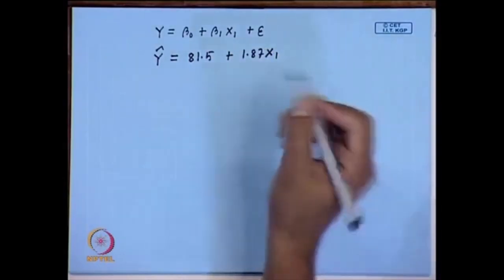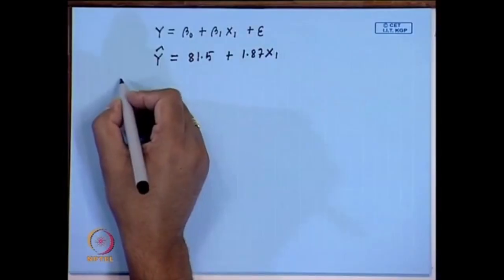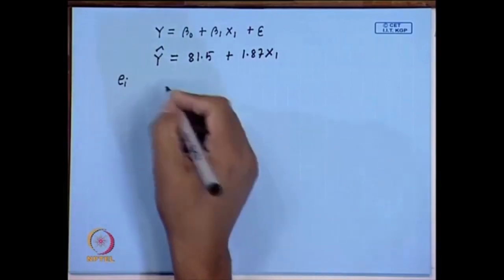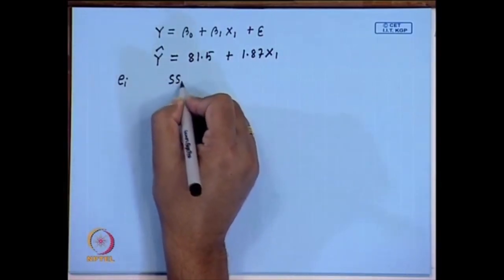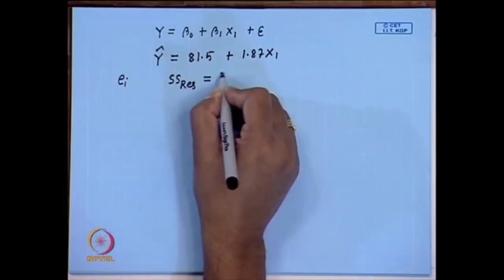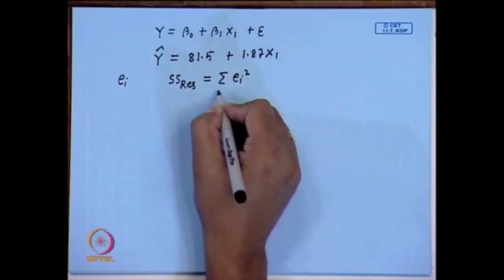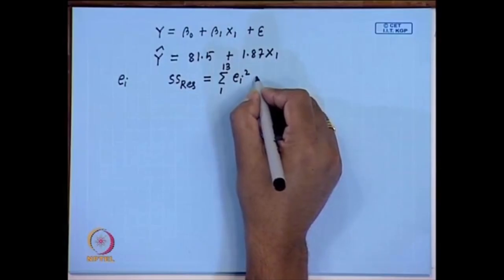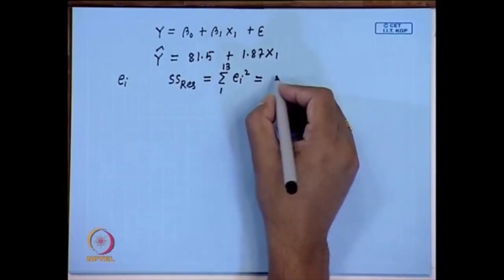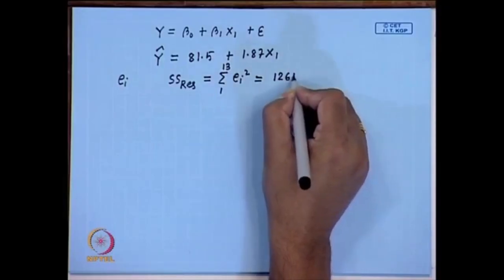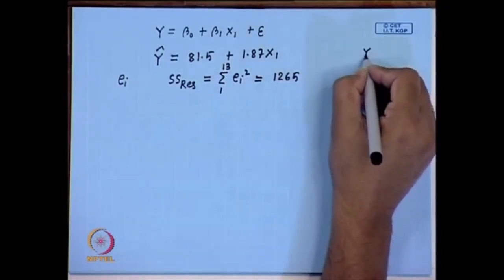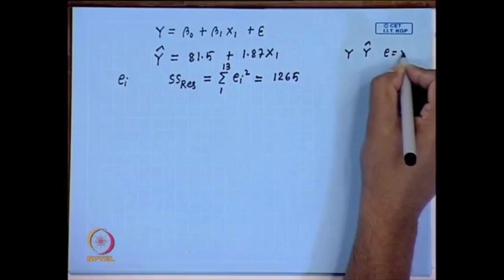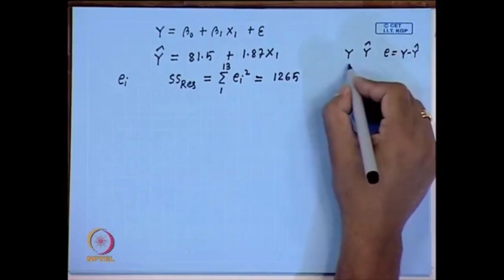Once you have the fitted equation, you can compute the residuals e i, and once you have e 1, e 2 up to e 13, you can compute the SS residual. So, SS residual is the sum of e i square from 1 to 13. You can check that this is equal to 1265.5. You have the fitted value and the original observation, so from there you can get e, which is equal to y minus y hat.